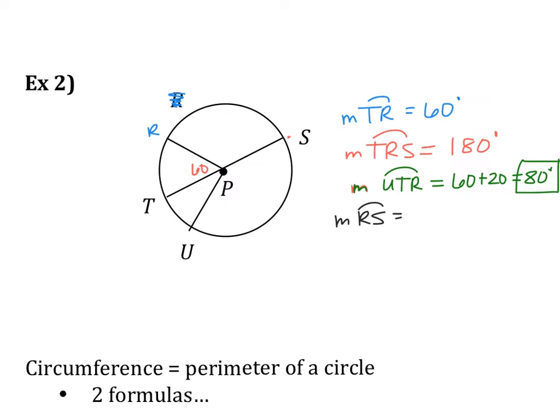So if this is 60, then this one was 60. If this is 20, then this one was 20. We want RS. We want this. Well, we know the whole thing is 180, right, with this diameter, and we know this is 60. So you're just going to go 180 minus 60, or 120 degrees. So that would be the measure of that arc then. Okay.